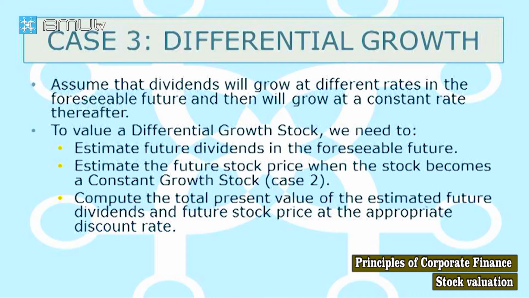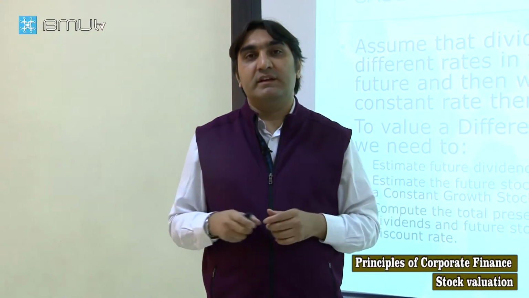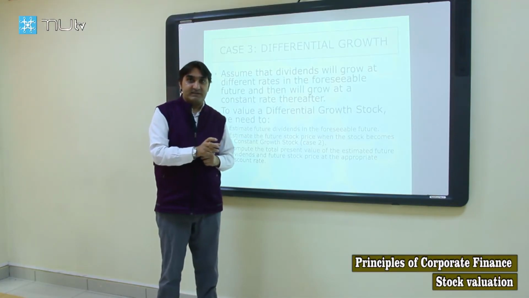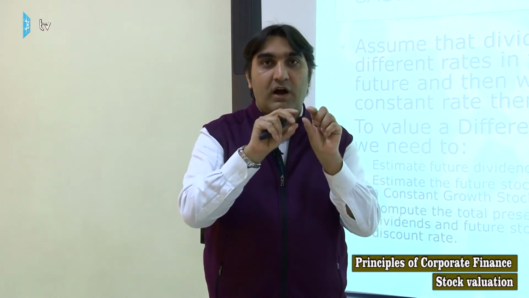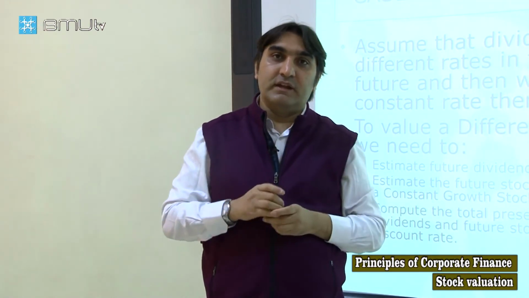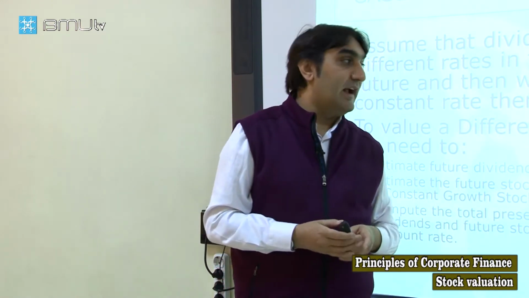Assume that dividends will grow at different rates in the foreseeable future and then will grow at a constant rate thereafter. To value a differential growth stock, we need to estimate future dividends in the foreseeable future, and estimate the future stock price when the stock becomes a constant growth stock. It goes back to our second scenario. Compute the total present value of the estimated future dividends and the future stock price at the appropriate discount rate. So however the dividends grow, the principle is the same. We need to find dividends and find their present value. So first we need to determine how, in this growth model, dividends will be in the future, and then we need to find their present value.